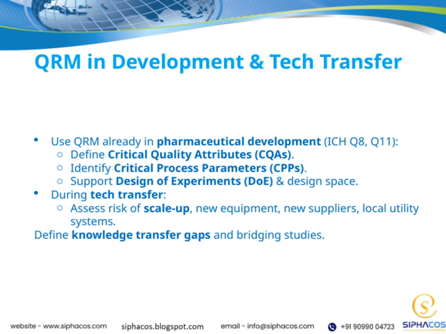During tech transfer, the focus shifts slightly. We assess the risk involved in scale-up, considering factors like new equipment, new suppliers, and local utility systems that might introduce variability or challenges. It's also important to identify any gaps in knowledge transfer and plan bridging studies to ensure smooth and successful technology transfer. Overall, applying QRM throughout development and tech transfer helps us proactively manage risks, ensure quality, and facilitate efficient scale-up and technology transfer processes. This aligns with our broader goal of robust, reliable manufacturing and consistent product quality.